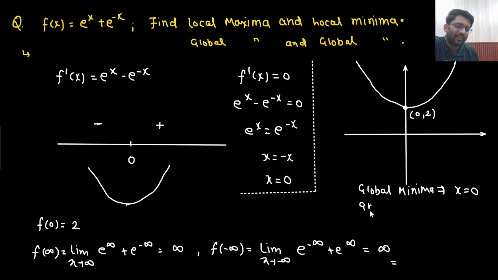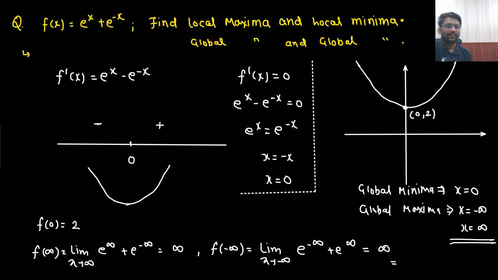What is your global maxima? Sir, global maxima will be nothing but x equals minus infinity and plus infinity. That's it. This is the answer. Okay, very simple thing, very straightforward. There is nothing in these kinds of problems. Just draw the graph and your job is done.